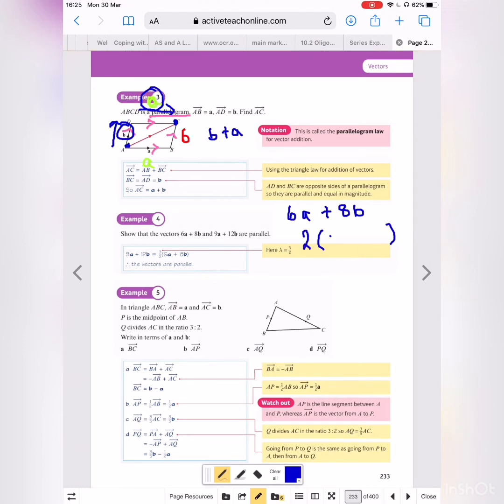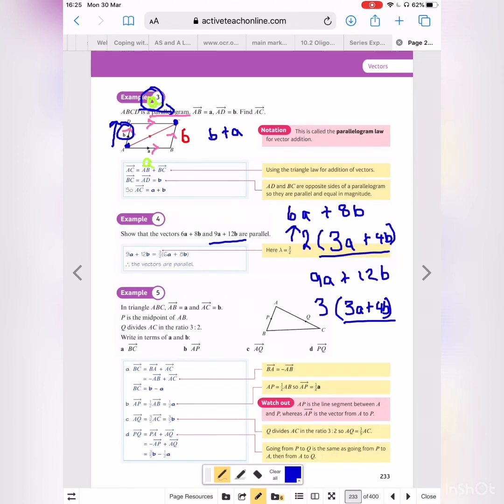So we'd get 3A plus 4B for that one there. So let's factorise this one. We've got 9A plus 12B. Again, if we factorise, we can take 3 out. So we've got this time 3A plus 4B. Now hopefully we can notice that those two brackets are the same.